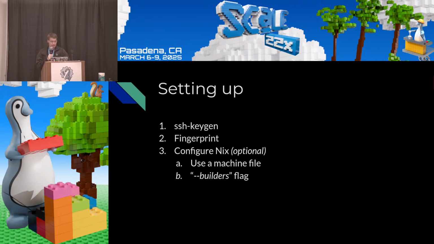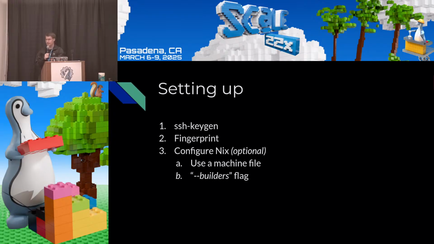And so from there you can configure Nix. Optionally, there is a machine file that you can set up where it tells it the IP address or host name to use. You tell it the features, the architecture, and all that. Or there is the builders flag, which works very similarly to the machine file.